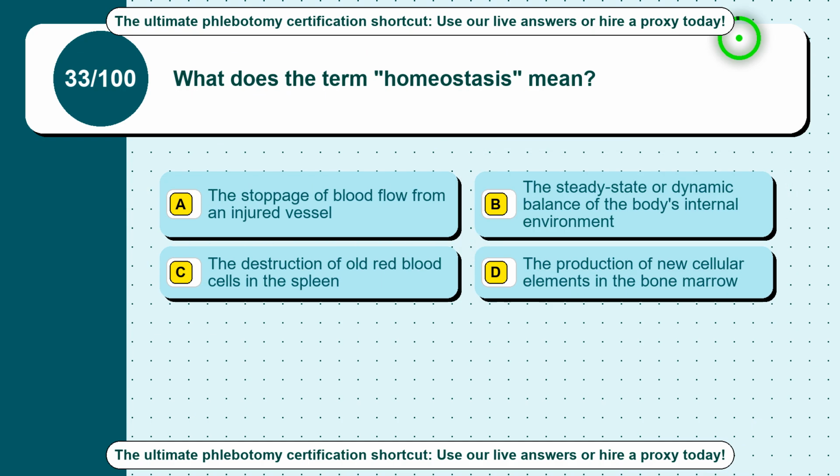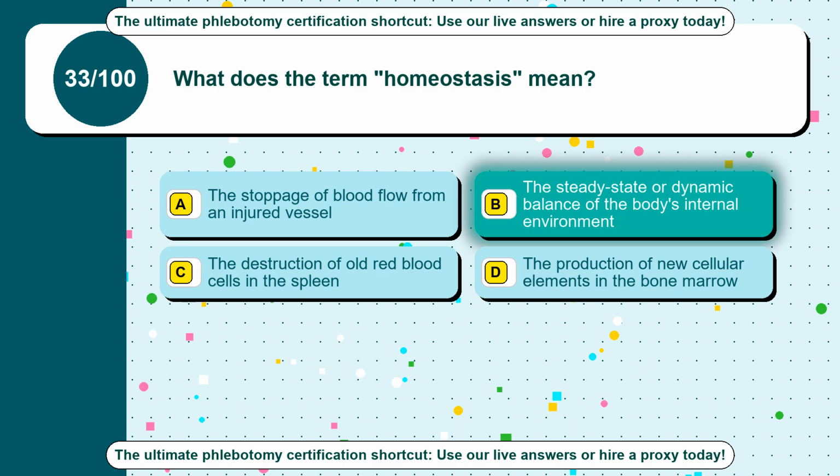Question 33. What does the term homeostasis mean? Option A. The stoppage of blood flow from an injured vessel. Option B. The steady state or dynamic balance of the body's internal environment. Option C. The destruction of old red blood cells in the spleen. Option D. The production of new cellular elements in the bone marrow.